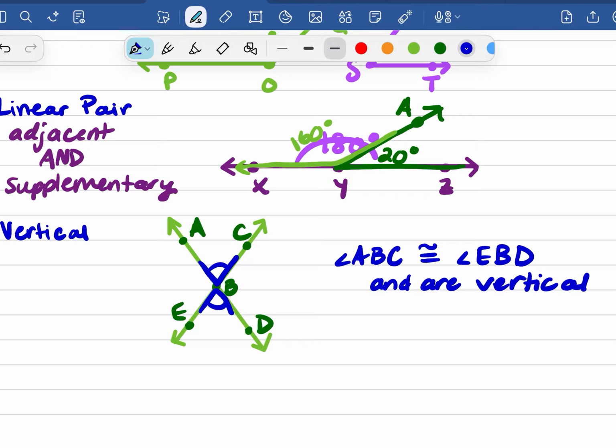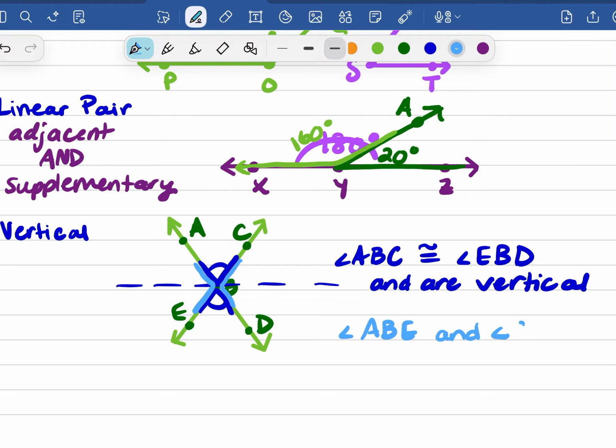So vertical just means like opposite from each other. If I were to cross ABC, if I were to flip it or reflect it over that line there, let's call it the x-axis, if I were to flip it right over that line or across point B, it would sit right on top of EBD, and those are going to be congruent. Vertical angles are always congruent. And I have another pair of vertical angles, the side ones. This one on the left, angle ABE, and this one on the right, angle CBD. So angle ABE and CBD are vertical and congruent.